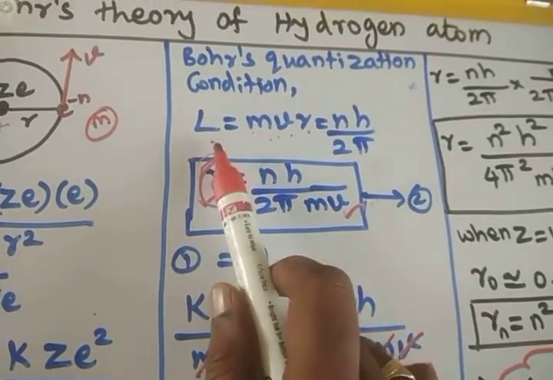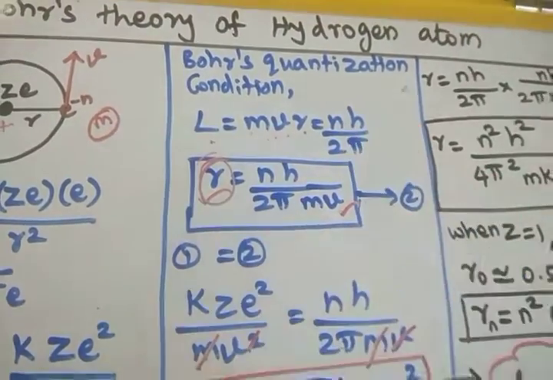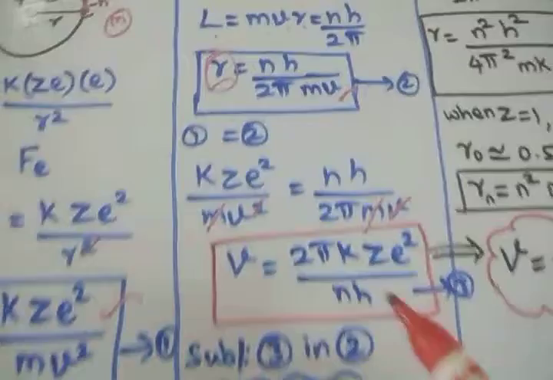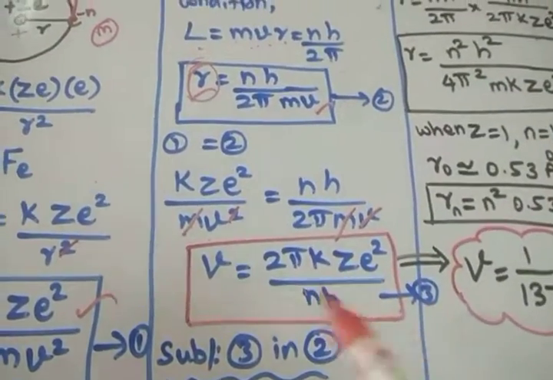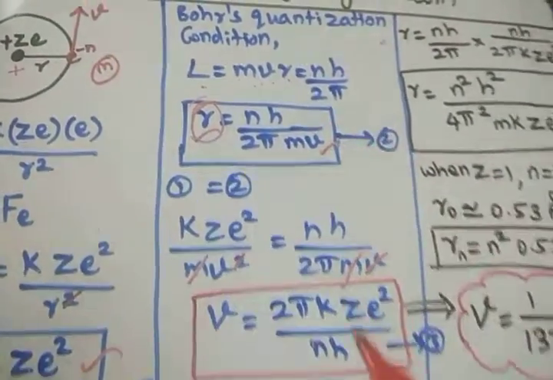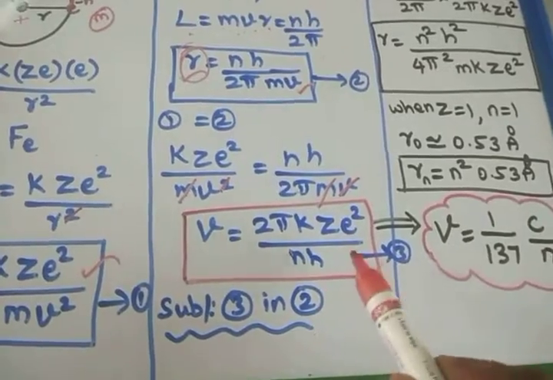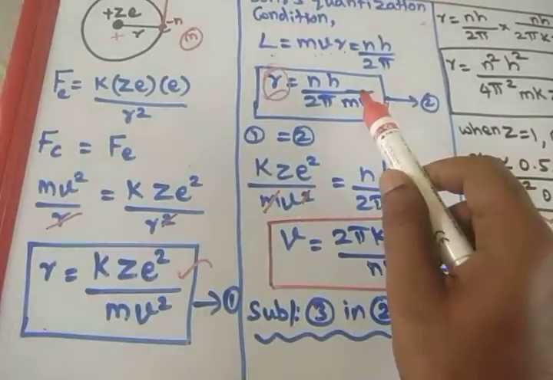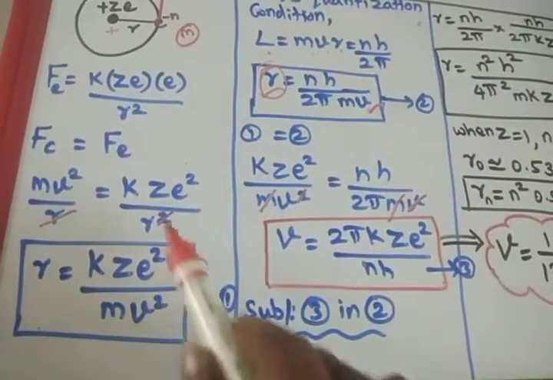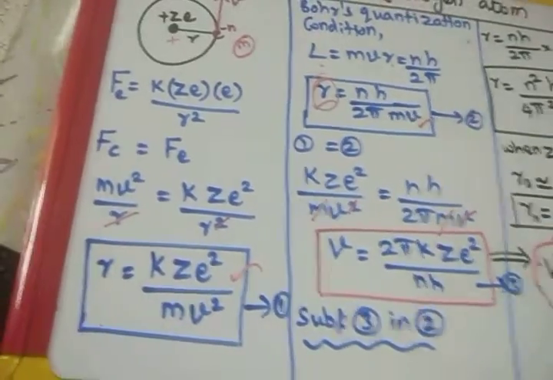The angular momentum of the electron in the orbit is equal to nh by 2 pi. So only this velocity of the electron is substituted in equation 2. Mostly the students are confused with that. Here also the radius, here also the radius. So if you substitute here, we are moving on from the Rutherford atom model.